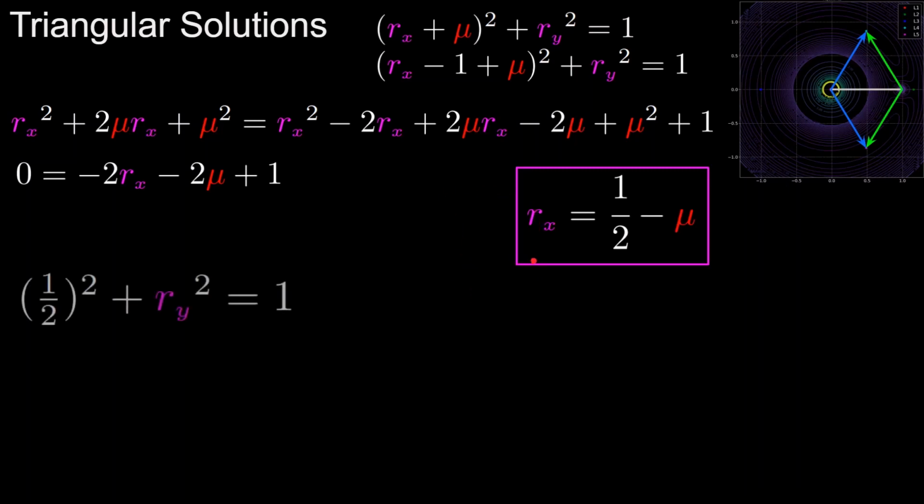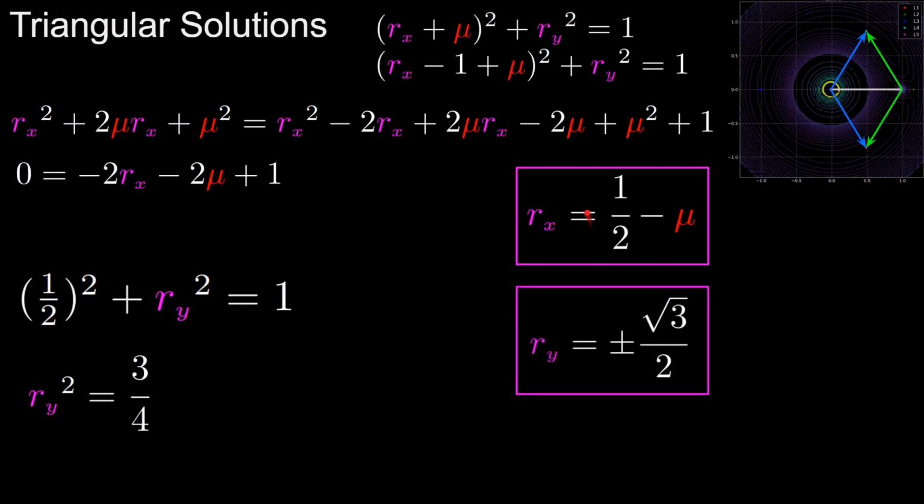And all we have to do now is plug this result back into one of the equations. We'll pick Rx plus mu for simplicity, where we can solve for our y, giving us the two solutions of plus or minus square root of 3 over 2, and we're done. L4 is the positive root 3 over 2, and L5 is negative root 3 over 2, and we have now solved for all 5 Lagrange points.